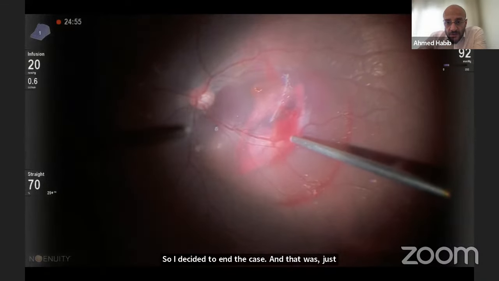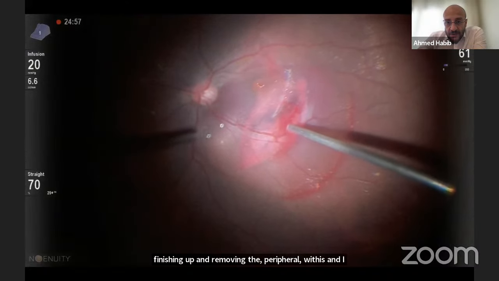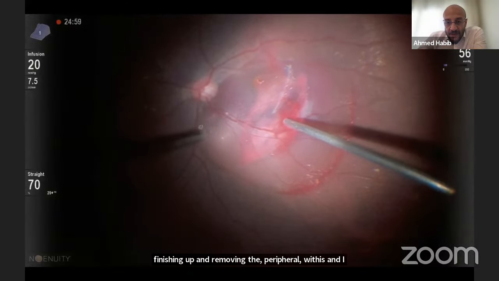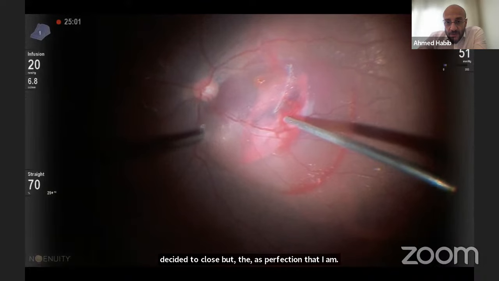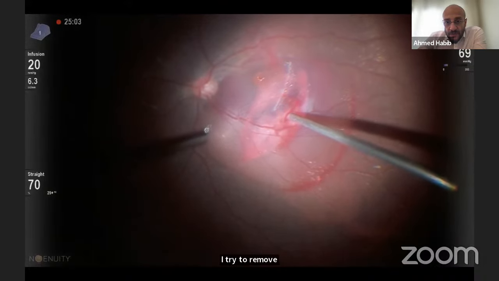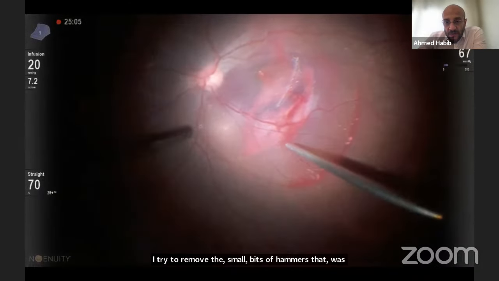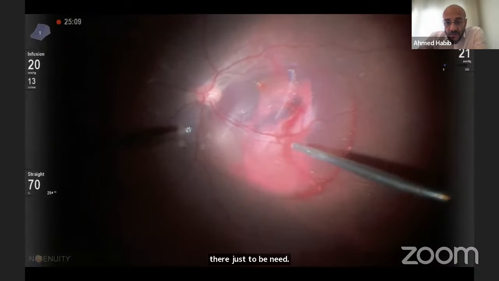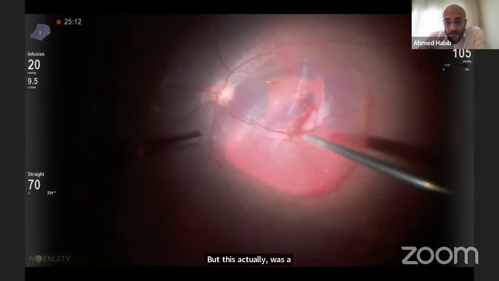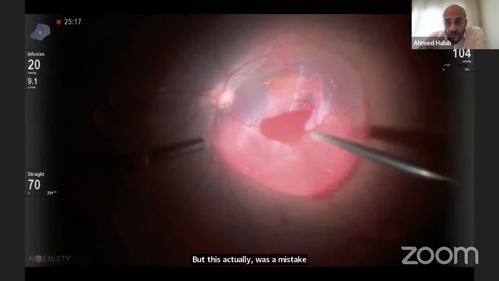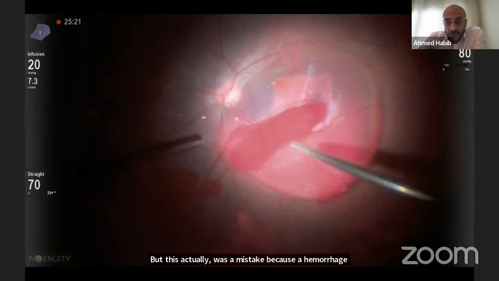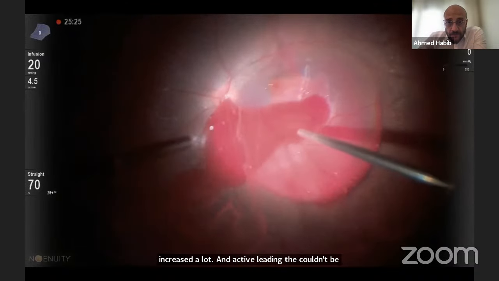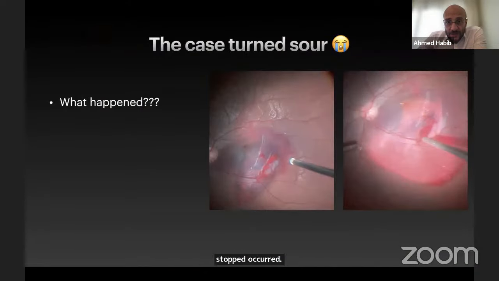decided to close. But as the perfectionist that I am, I tried to remove the small bits of hemorrhage that was there just to be neat. But this actually was a mistake, because hemorrhage increased a lot, and active bleeding that couldn't be stopped occurred. So the case went sour.